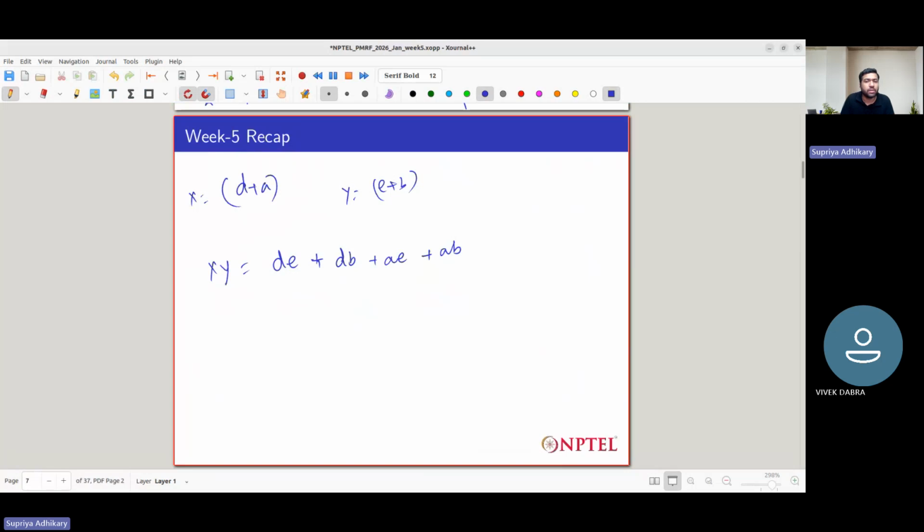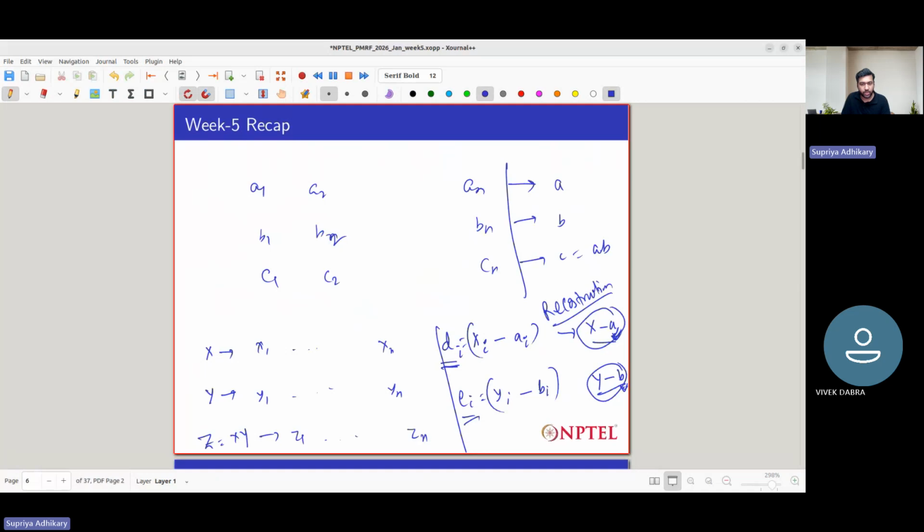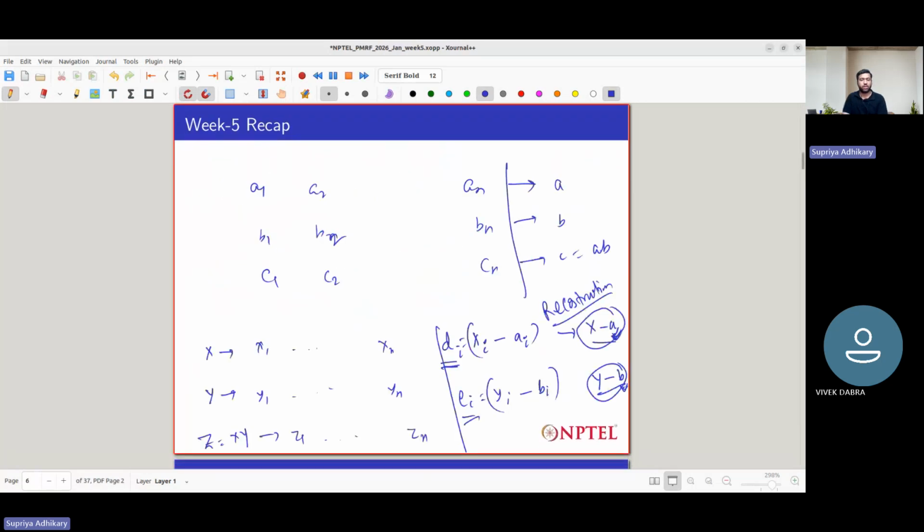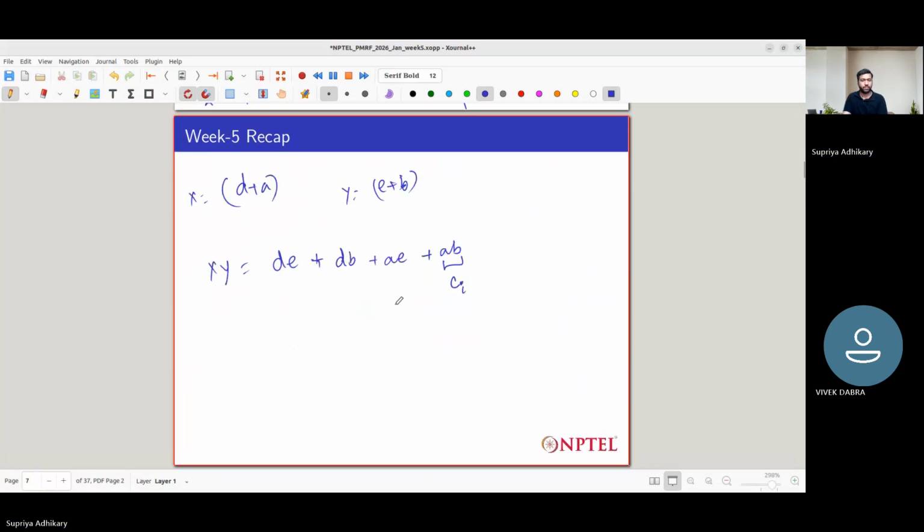Wait a minute. Is this calculation correct? Okay, so this AB is nothing but C, which we already have. Now, once we calculate these Di, that is Xi minus Ai, from there we can use the reconstruction algorithm and get these D values. So D will be known to all the parties. Even E will be known to all the parties.